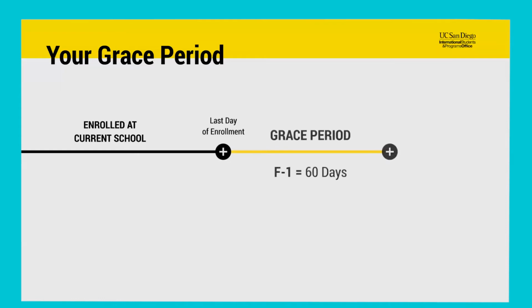Okay. After that last date of enrollment, you will automatically enter what's called your grace period. And for F1 students, this is a period of 60 days. The grace period is a time for you after you complete your program to figure out, okay, what am I going to do next? What are my next steps? Now, if you do not take any action at the end of your grace period, or if you depart the US at the end of your grace period, your I-20 will automatically cancel.